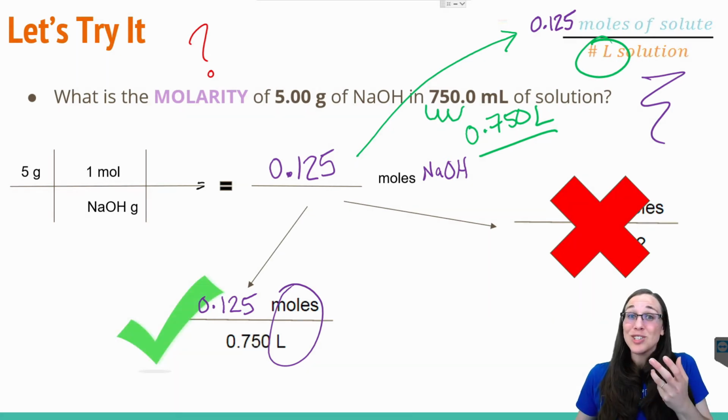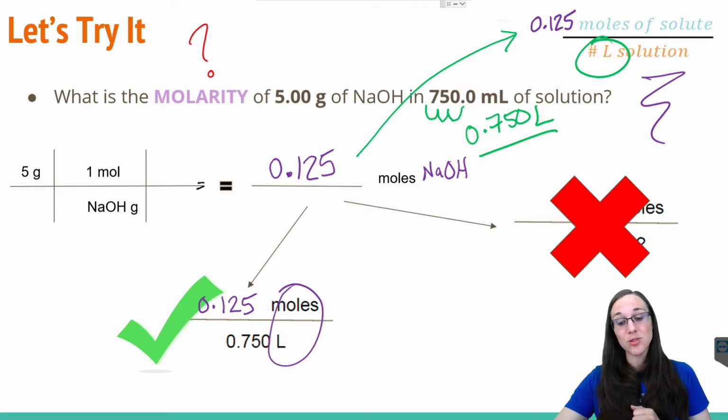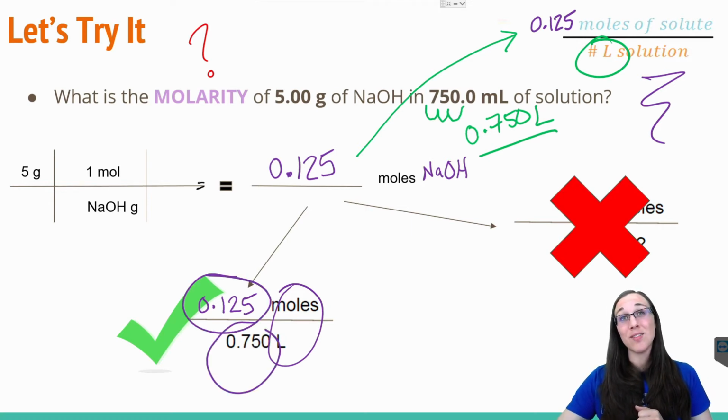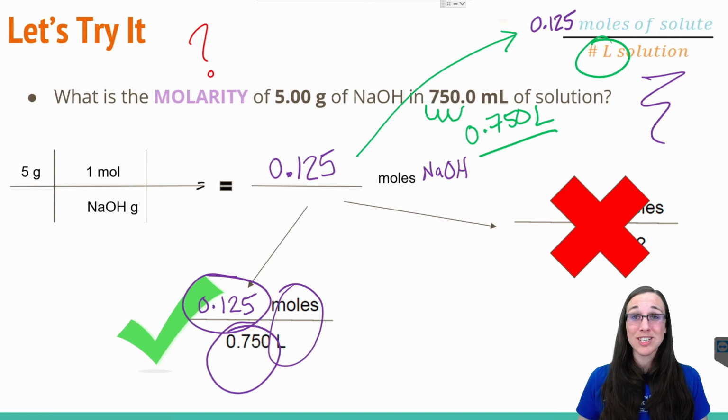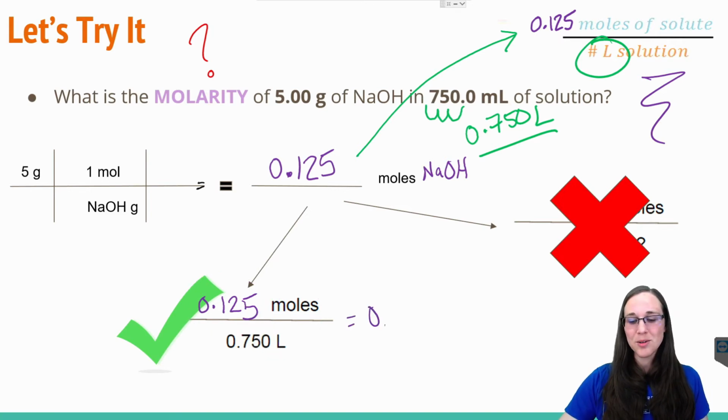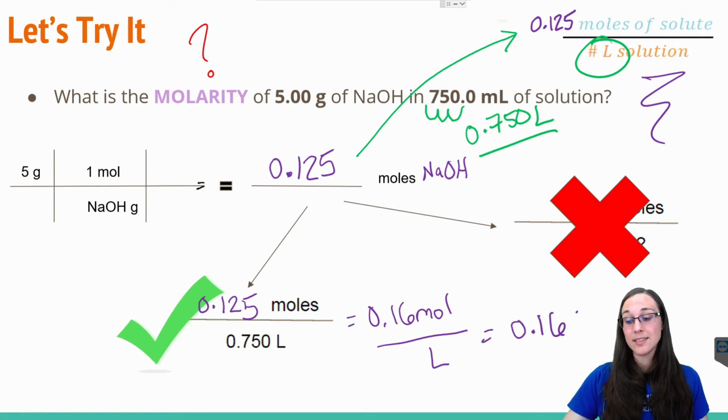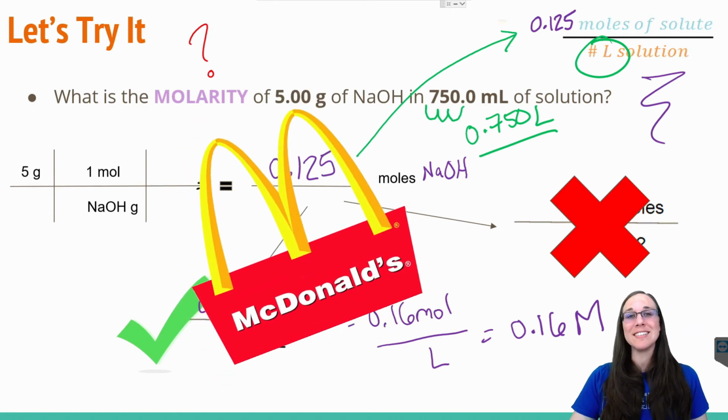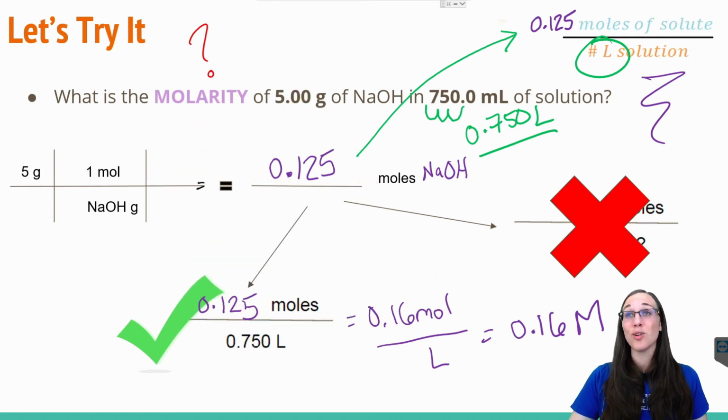Now we can actually solve for the molarity because we only have to divide the 0.125 by 0.750, a simple math expression, to get our final answer, molarity. When I divide those 2 values, I get 0.16 moles per liter. Another way I can write this is 0.16 capital M. Capital M does not mean McDonald's in this case. It literally means mole over liter.